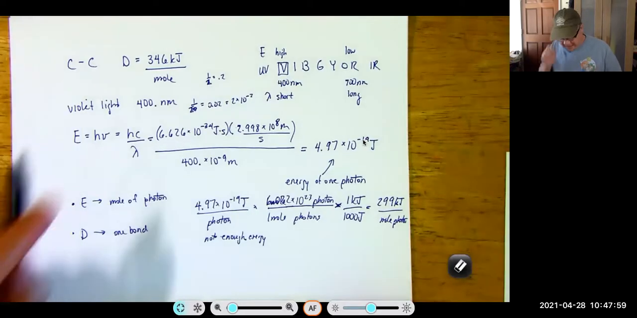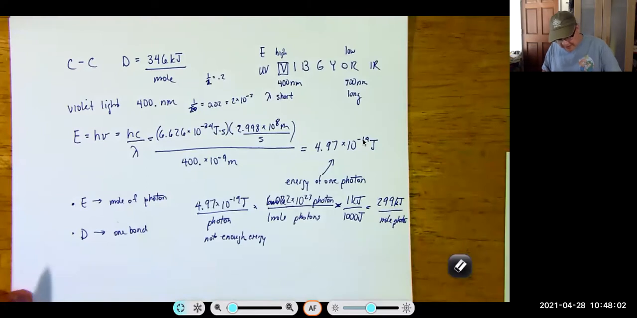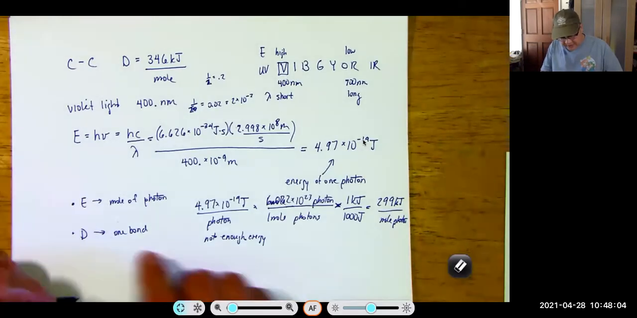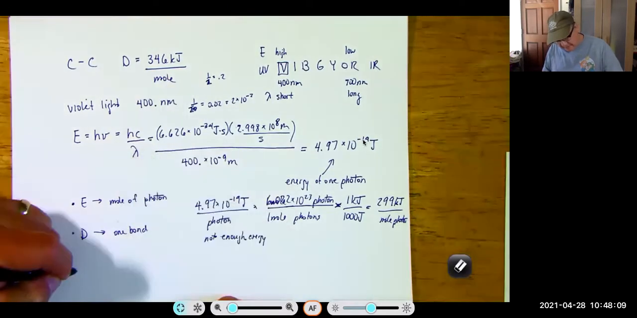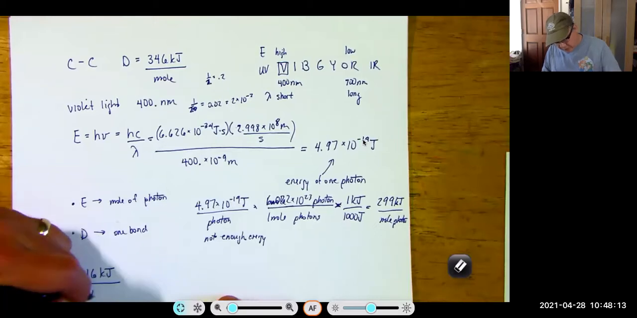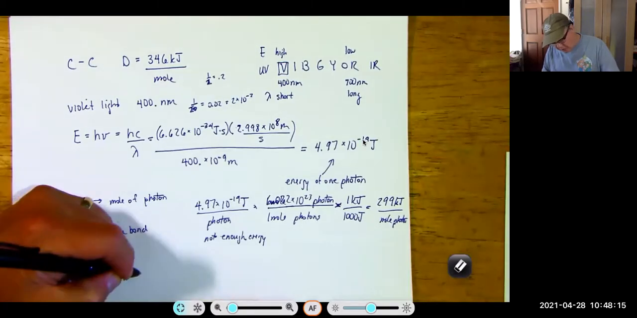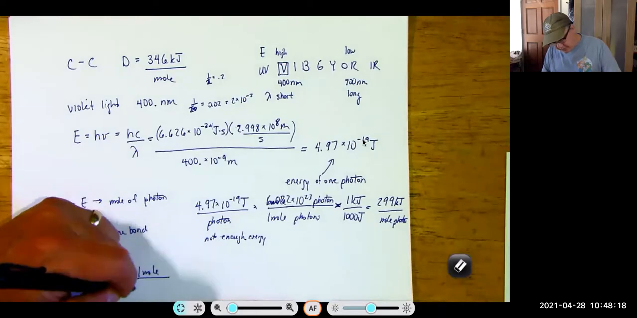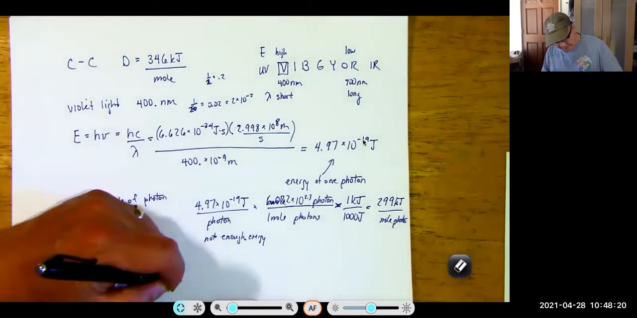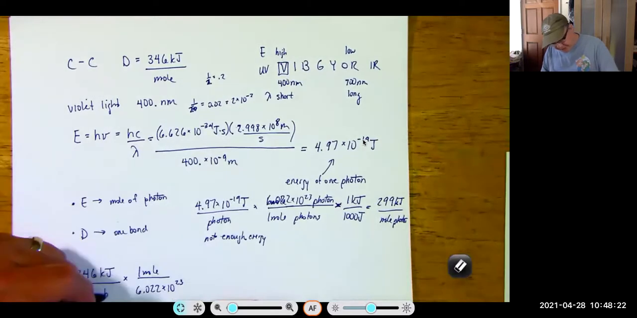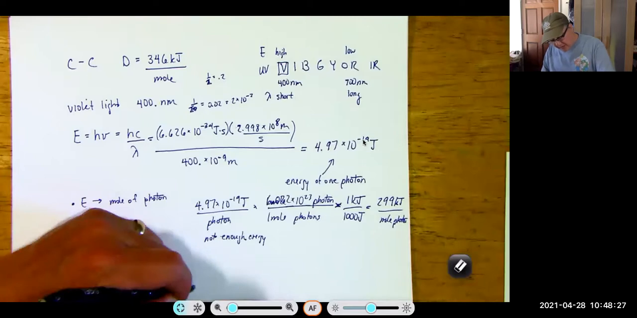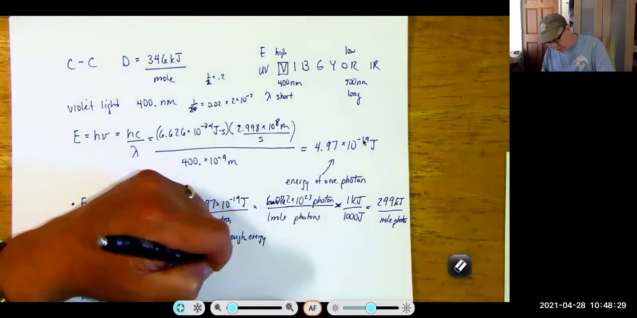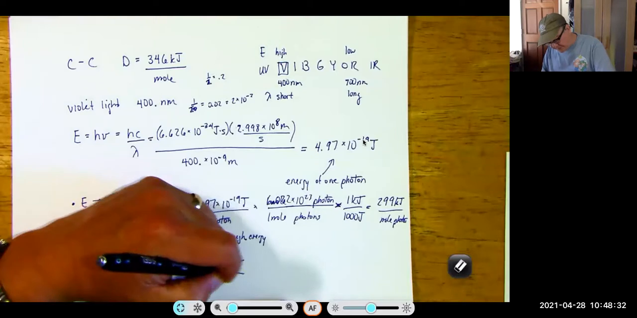Okay. So let's look at it from the other aspect. Let's turn this into the energy for one bond. So in this case, we're going to multiply by 1 mole over 6.022 times 10 to the 23, and this is a mole of bonds. And we're also going to multiply by 1,000 joules over 1 kilojoule.